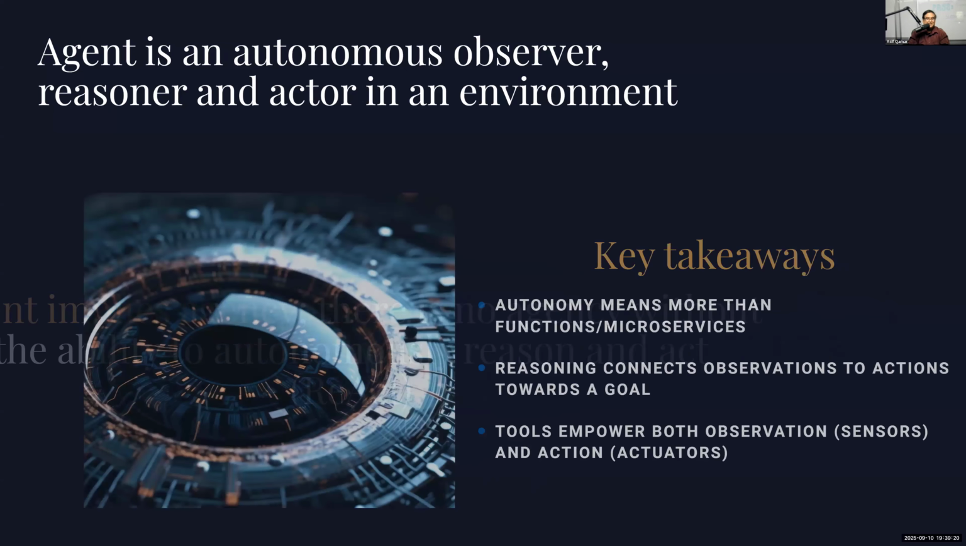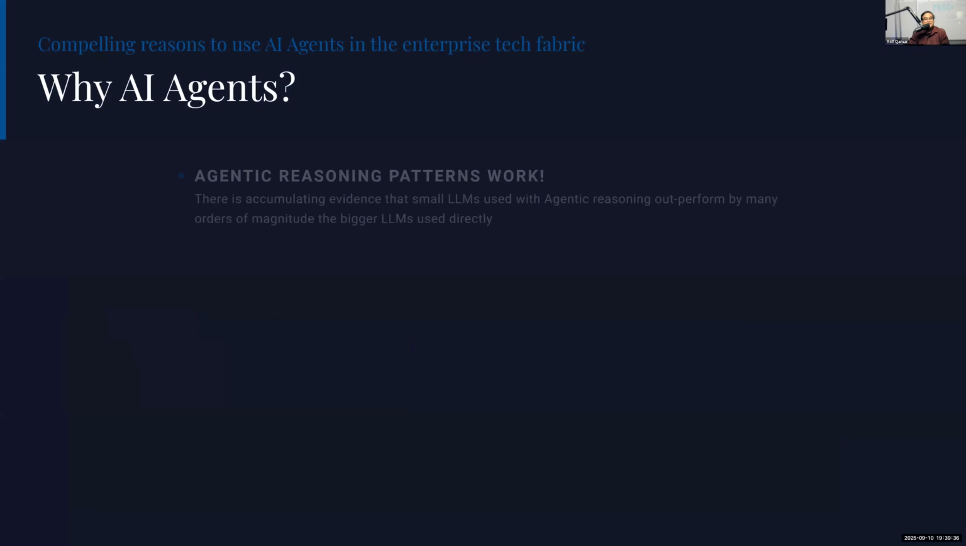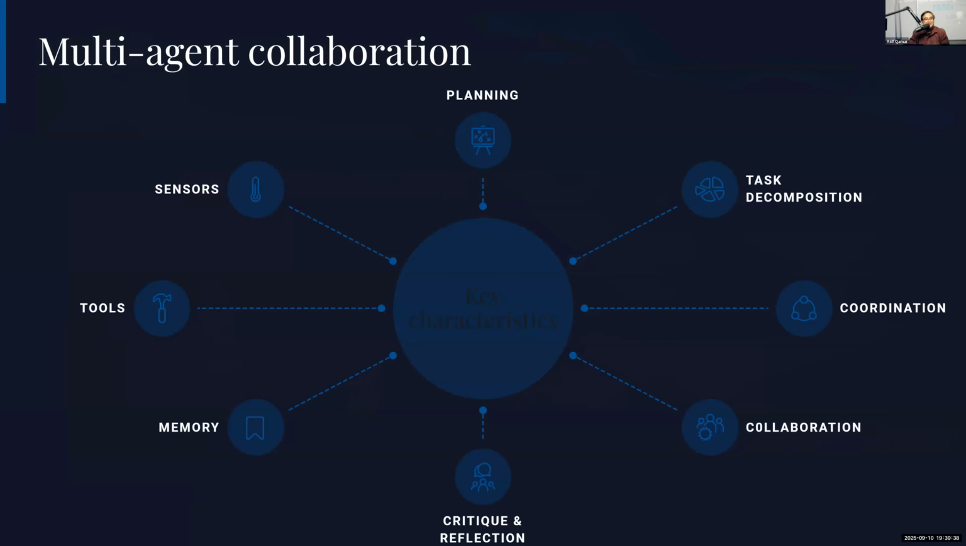And that's the reason I'm mentioning this. So the key takeaway is autonomy means more than functions and microservices. Reasoning connects observation to actions towards a goal. Tools empower both observations and actions, right? So it is important. Why agents? I won't go into this because we have been through that.